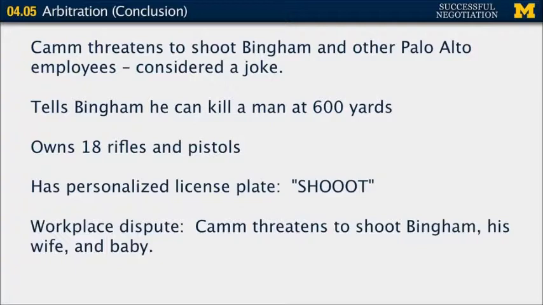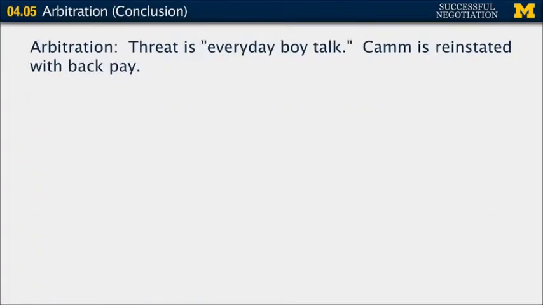And one day, Cam and Bingham get involved in a workplace dispute, and Cam says, "I'm going to shoot you, I'm going to shoot your wife, and I'm going to shoot your baby." So the city of Palo Alto fires Cam. The case goes to arbitration. And the arbitrator says, "Look, this threat is just everyday boy talk," and reinstates Cam with back pay. Now, my question for you is: is that a final decision, or will a court interfere with that decision?